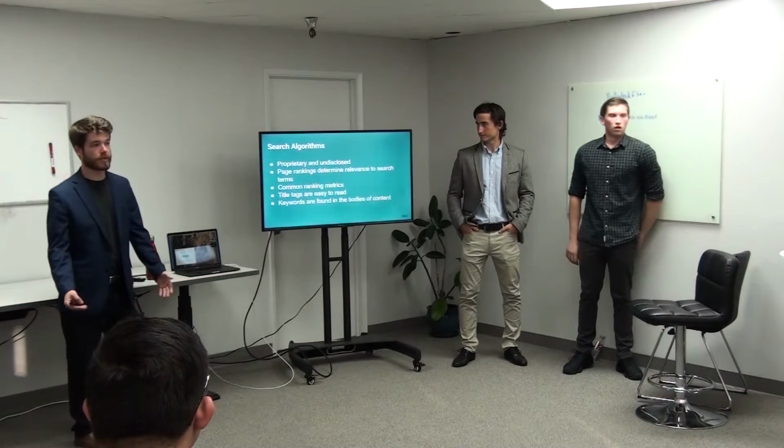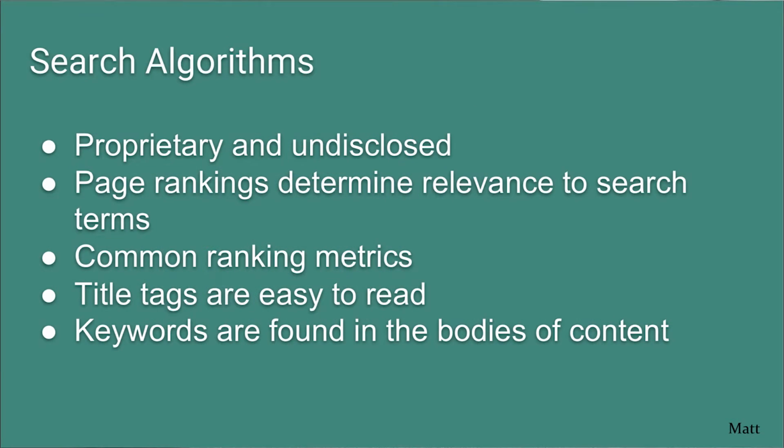And then search algorithms. So this is something that's not disclosed to the public. Otherwise, if you knew the search algorithm and what it was looking for when it was driving the results, you would be able to tailor your website to be found immediately all the time, which is an unfair advantage for businesses. But page rankings determine the relevance to the search results page.